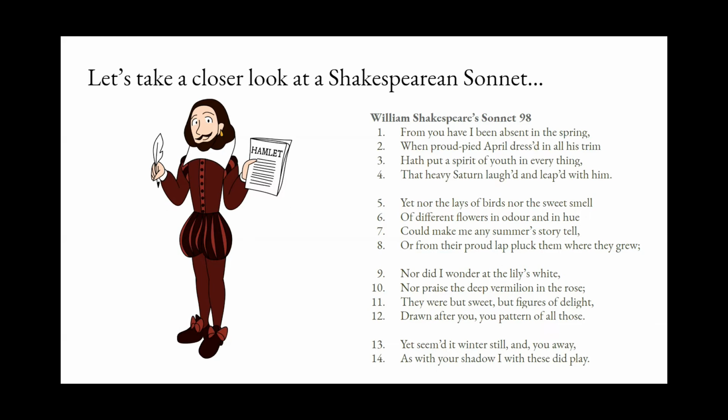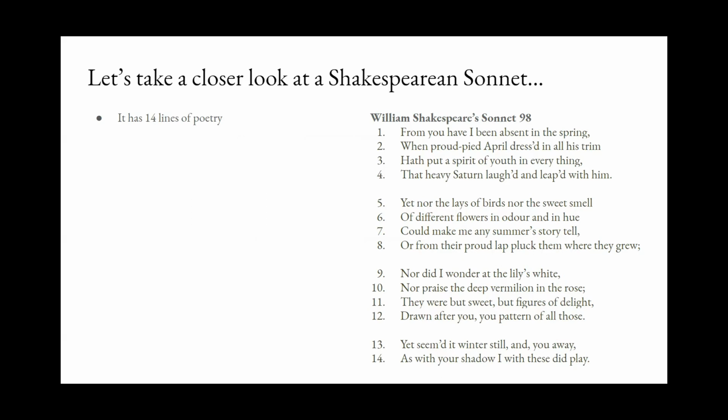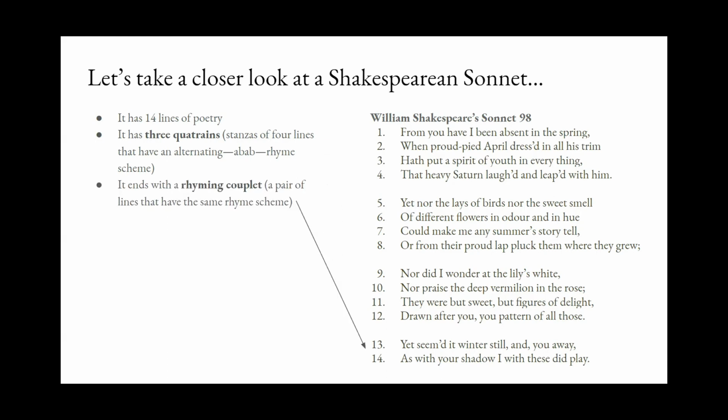Let's take a closer look at some of the components of this Shakespearean sonnet. So first, just like all sonnets, it has 14 lines of poetry. In those 14 lines, it has 3 quatrains. A quatrain is a stanza of 4 lines that has an alternating, or ABAB, rhyme scheme. Second, it ends with a rhyming couplet. So this is a pair of lines that have the same rhyme scheme. Almost all Shakespearean sonnets end this way.